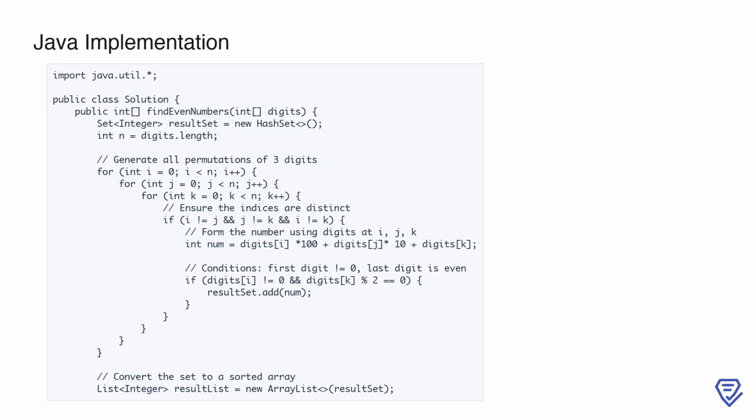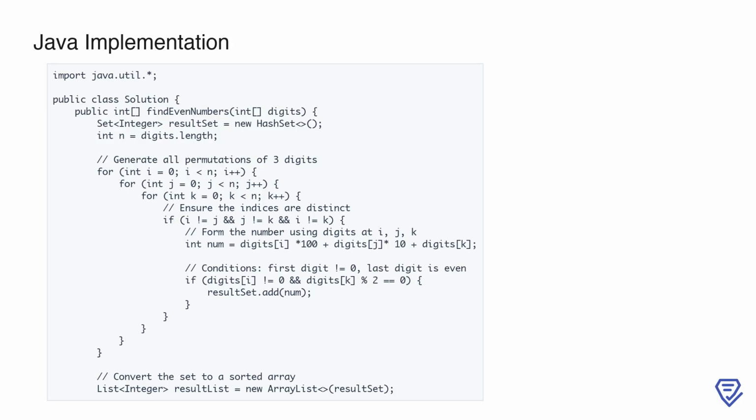Here, we start by importing the necessary libraries and defining our solution class with the method findEvenNumbers. This method takes an integer array digits as input and aims to find all unique 3-digit even numbers that can be formed using those digits. Inside the method, we first declare a set called ResultSet, which will store the valid numbers to ensure uniqueness. We also determine the length of the digits array for iteration.